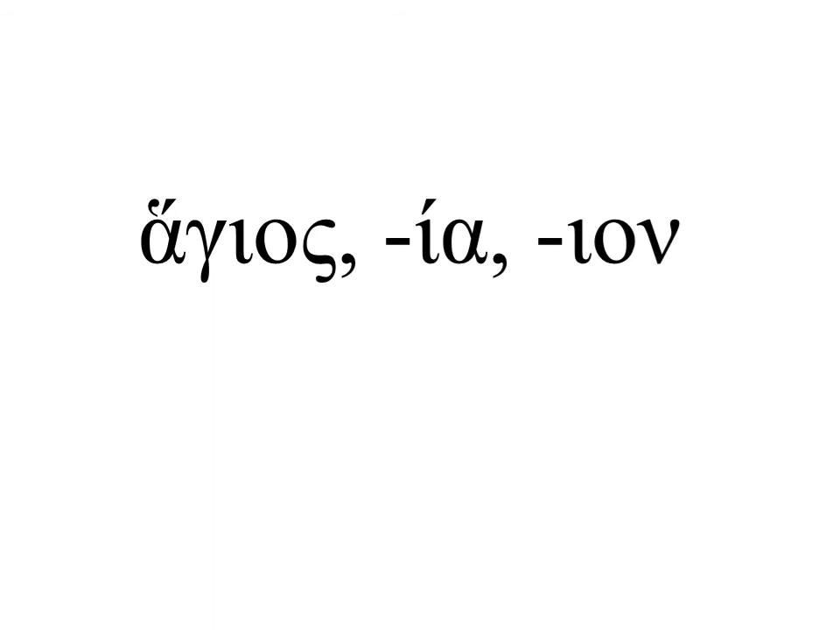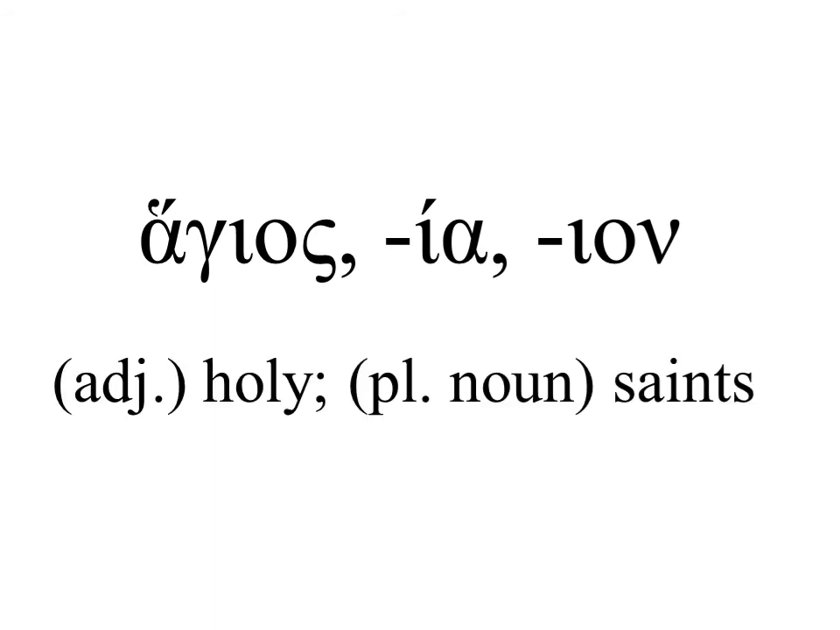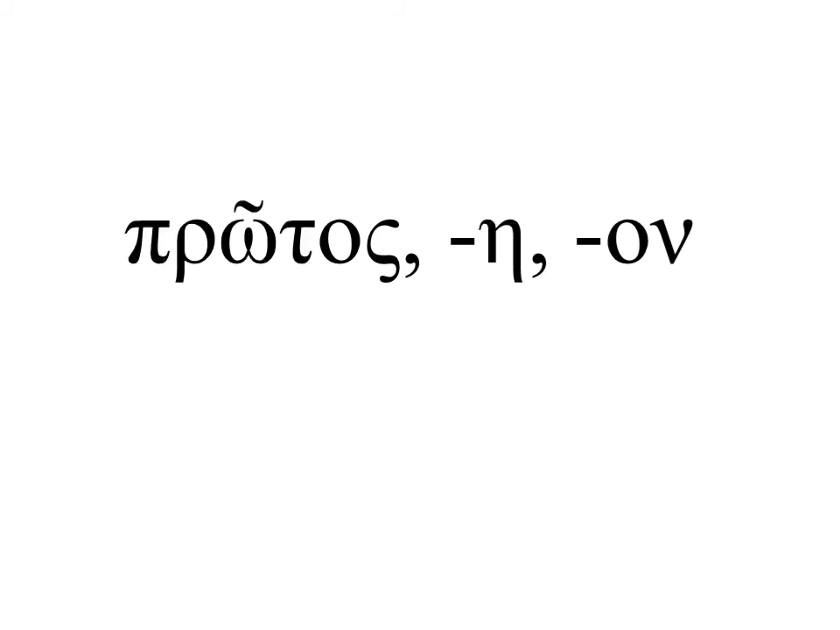Hagias, rough breathing, hagias. And this is holy as an adjective. And the plural noun is saints. This is where we get the saints from, the holy ones. Protas, protas is a 2-1-2 declension, first or earlier.